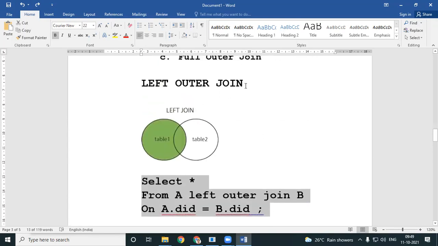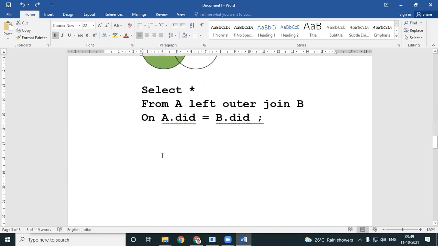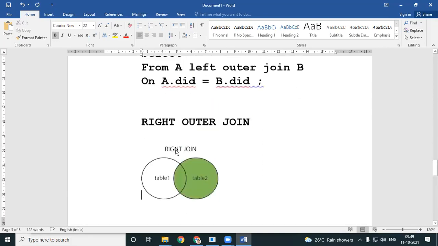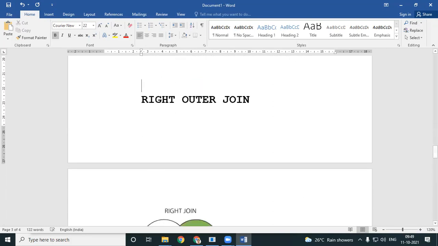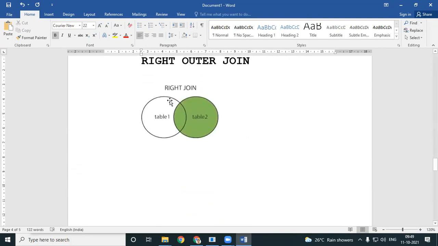Now, we'll learn both left and right together, then only you will get the difference. What is the difference between a left and a right outer join? You even have a right outer join. This is how a right outer join will look. You have a table 1 and a table 2. Right outer join will give you the result in green: all of table 2 plus the portion of table 1 which is connected to table 2.